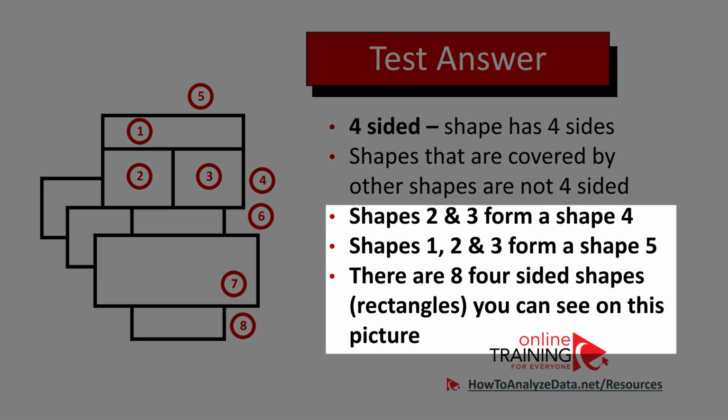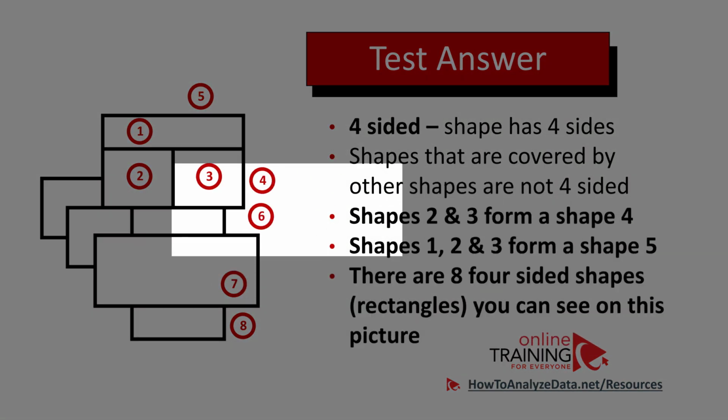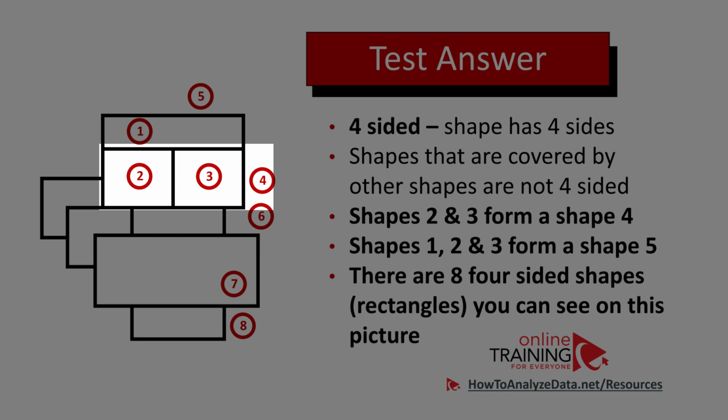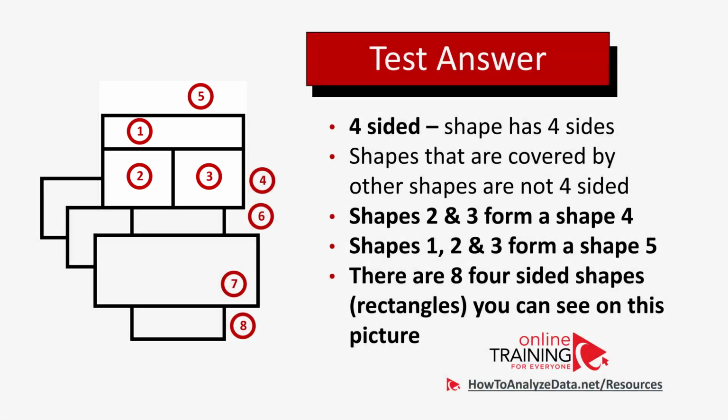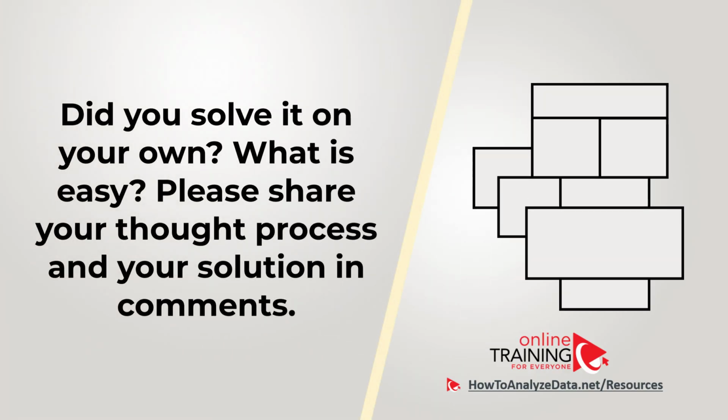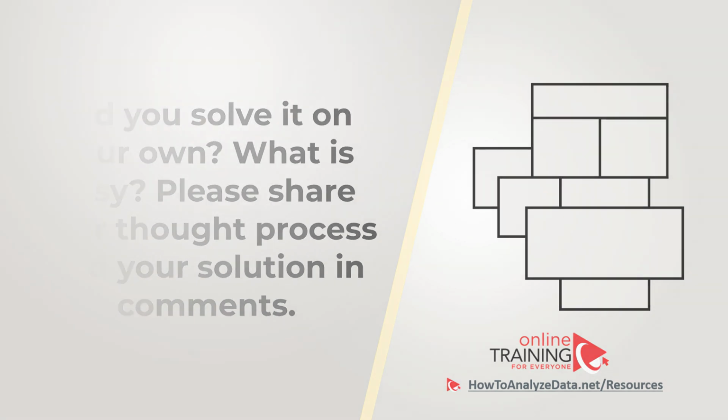Let's look at inside shapes that form another shape. Shape 2 and 3 form shape 4, and shapes 1, 2, and 3 form shape 5. Now, was it easy to solve for you? Do you see any shapes we might have missed? Please share your thoughts in the comment section of this video.